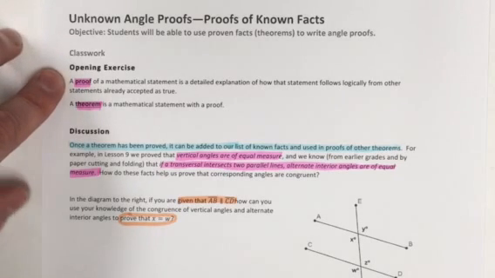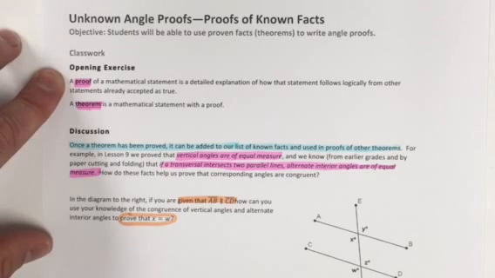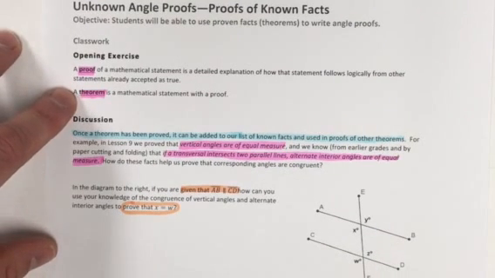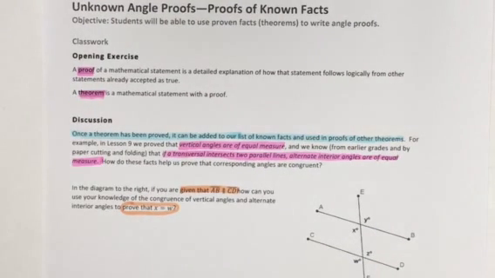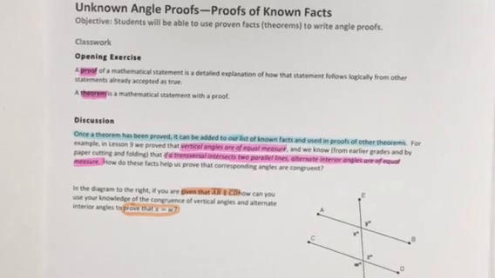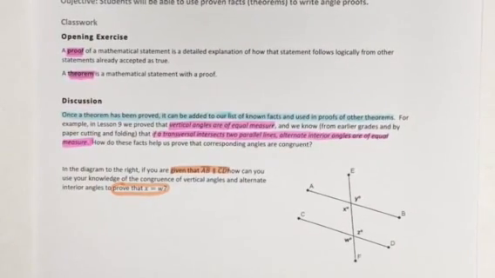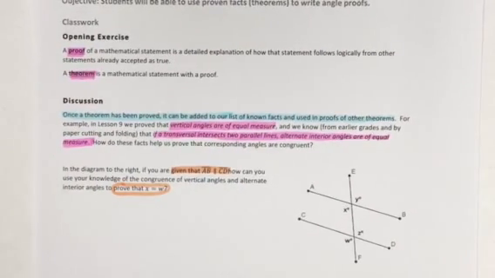One, a proof is a detailed explanation of how a mathematical statement follows logically from statements already accepted as true. And then a theorem is a mathematical statement with a proof. The combination of these two things is essentially the more recent lessons that you have been covering in geometry. You may want to pause the video to write down each of the definitions because you're going to utilize them later on.